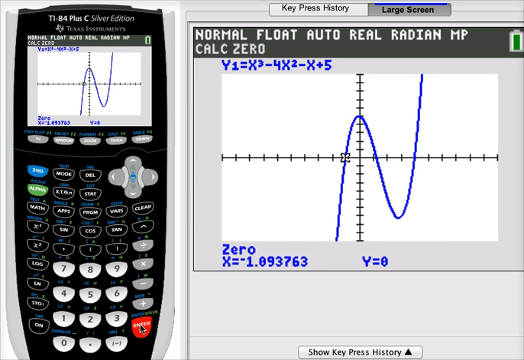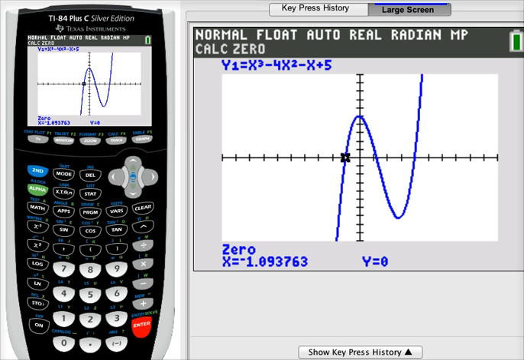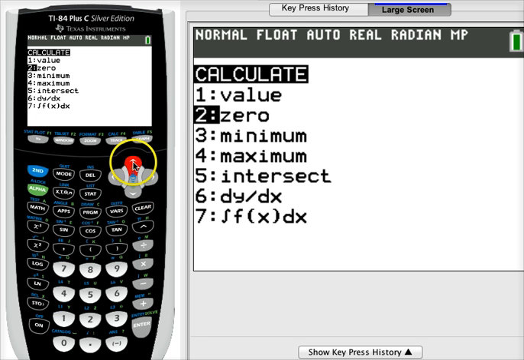And so it is telling me my zero is at negative 1.09. So I'm going to go really quickly and write that in. That first zero is at negative 1.090. Let's calculate our next one. So I have to go back into calculate, zero.